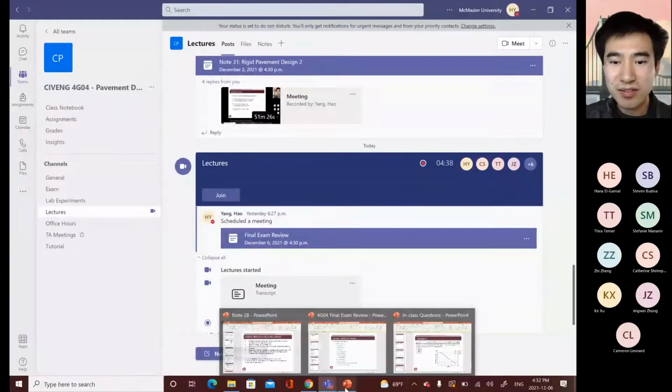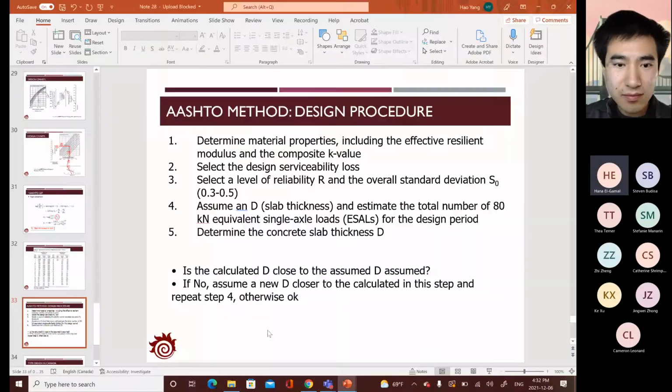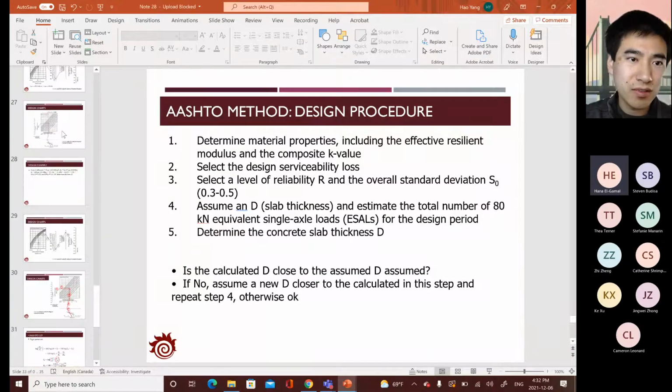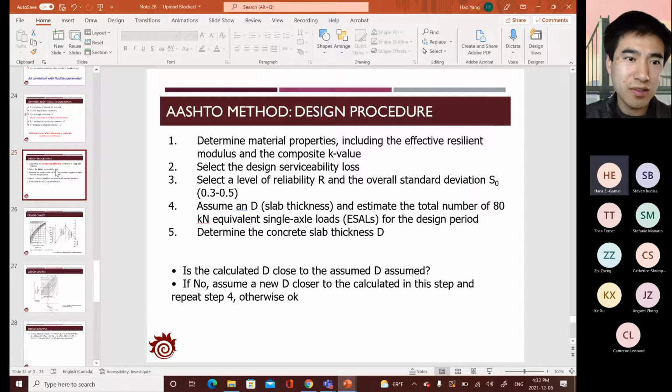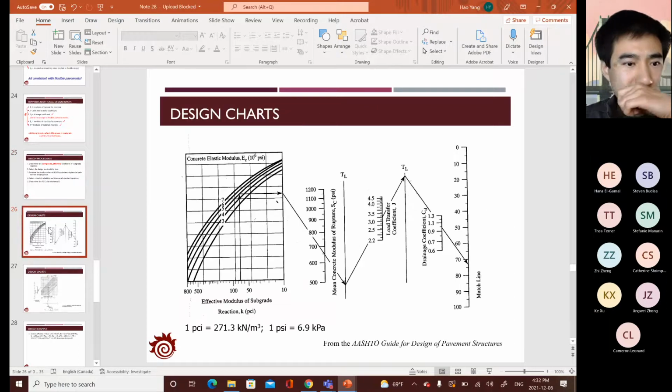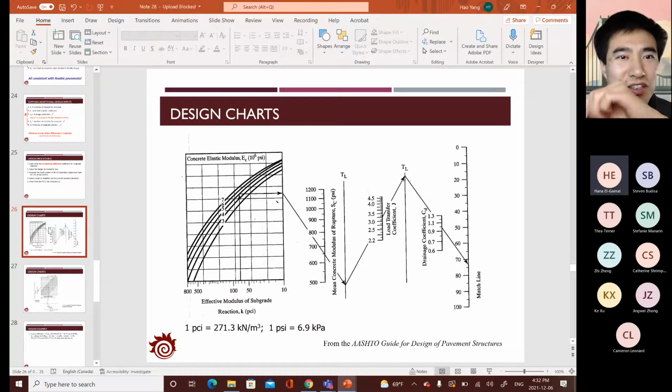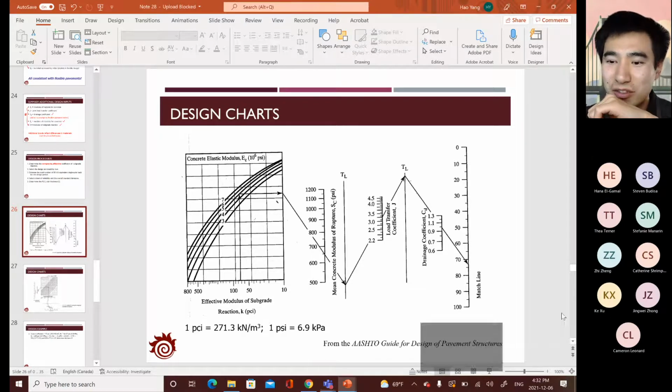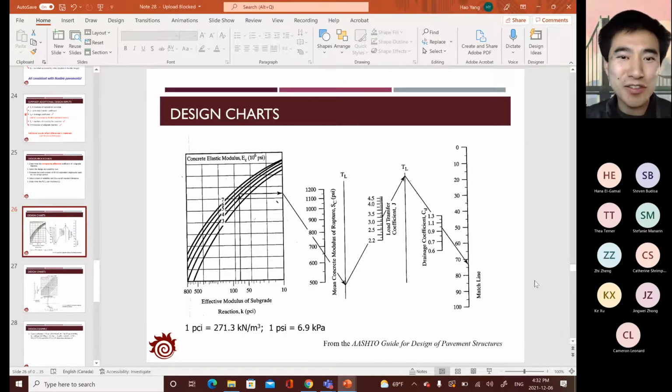Actually, I have a question. Yes. So regarding the AASHTO method for the flexible pavement, there's a chart, yeah, this chart in slide 26. Oh, this is not a... So this is the rigid one. Yes, I'm going to introduce the details about this one to finish the rest of the contents today. You're going to learn how to use it.